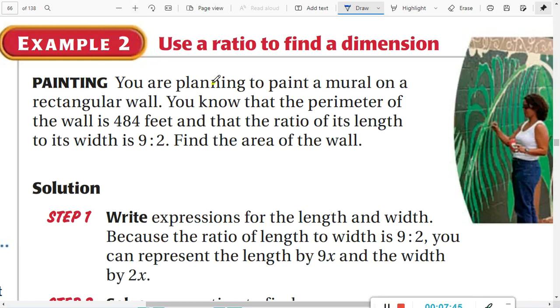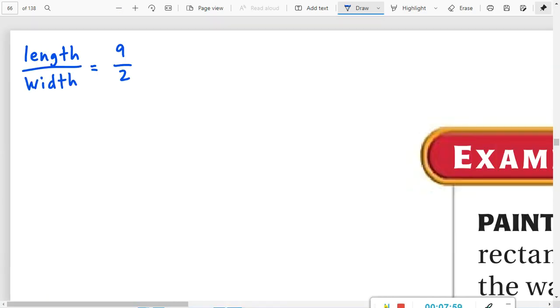Example 2: you are planning to paint a mural on a rectangular wall. You know that the perimeter of the wall is 484 feet, and the ratio of its length to its width is 9:2. Find the area of the wall. So it was given that the ratio of the length to the width was 9:2.